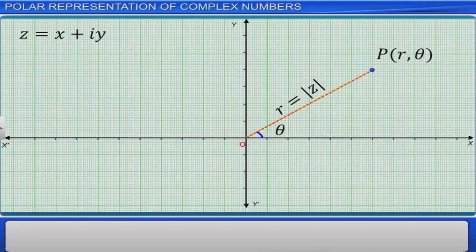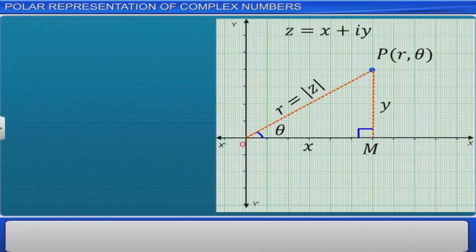Let's establish a relationship between the Cartesian coordinates and the polar coordinates. Let's draw a perpendicular from point P to the x-axis. The length of PM is y units and the length of OM is x units.